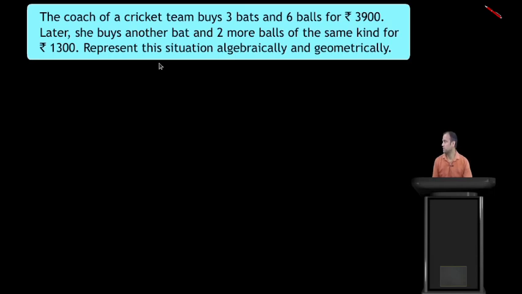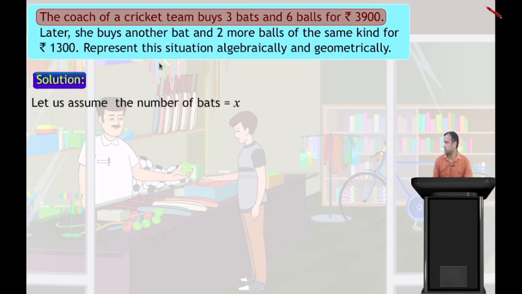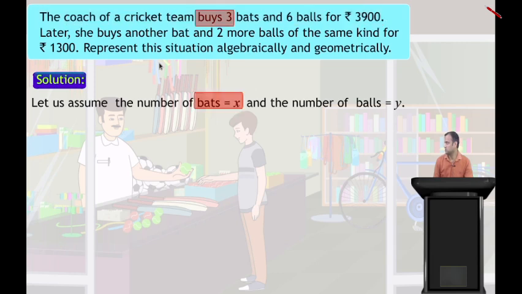The coach of cricket buys 3 bats and 6 balls for rupees 3900. So let's say the cost of each bat is rupees x, and the cost of each ball is rupees y. So for 3 bats it is 3x plus 6y equals 3900. And for the next one, she buys another bat, so x plus 2y equals 1300.